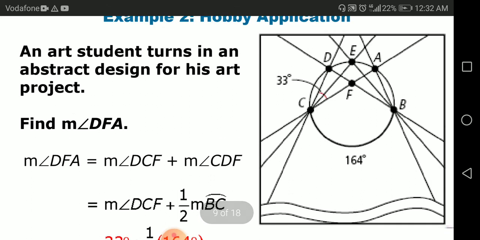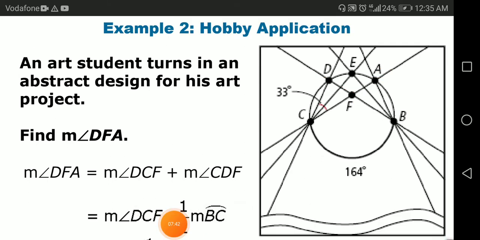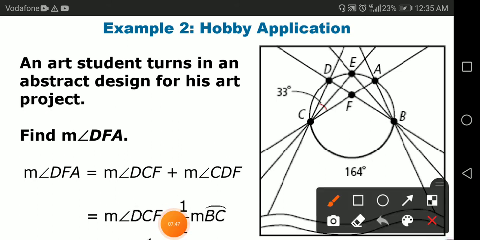Very easy. An art student turns in an abstract design for his art project. He asks me to find the measure of DFA. How can I find this one? Let's see together. Let's focus together. I have to find the measure of angle DFA, this angle.